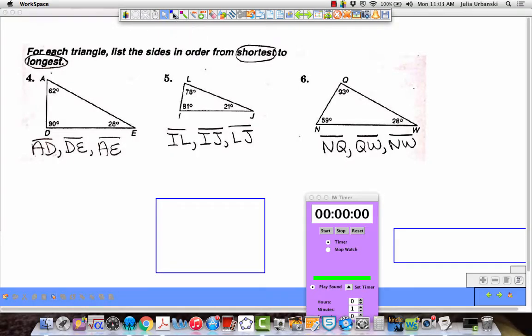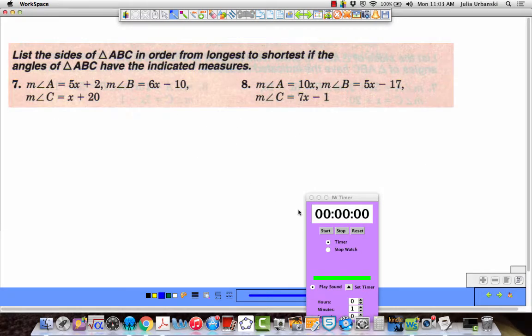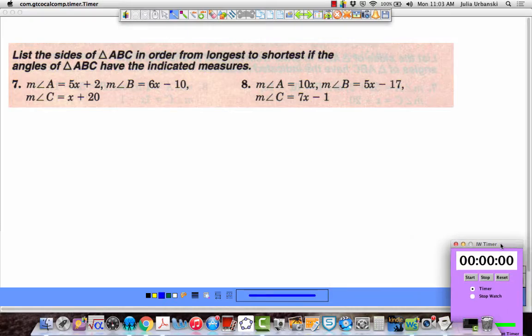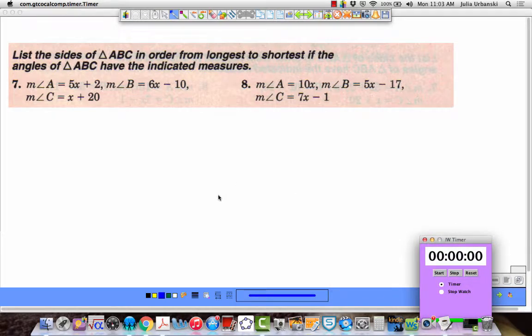All right, last one for us to do together because it looks complicated, but it's really not. I'm going to read it. The first thing I want to hear from you is what should I start with? What should I draw? List the sides of triangle ABC in order from longest to shortest, if the angles of ABC have these indicated measures. What should I start with? A triangle. Yep, and we'll put angle A on it. So start with the triangle.